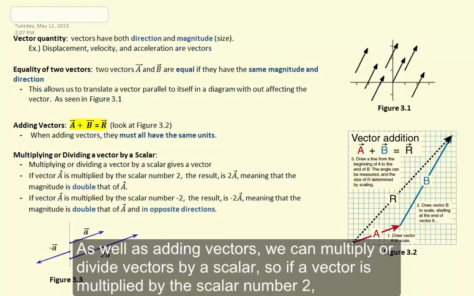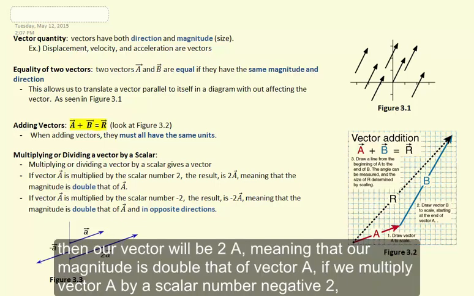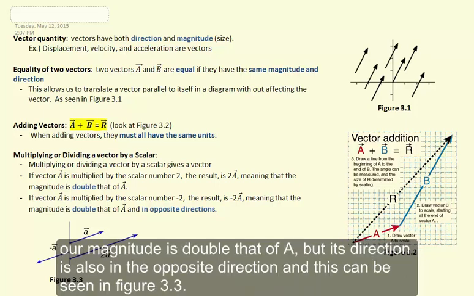So if a vector is multiplied by the scalar number 2, then our vector will be 2A, meaning that our magnitude is double that of vector A. If we multiply vector A by a scalar number -2, our magnitude is double that of A, but its direction is also in the opposite direction. And this can be seen in figure 3.3.